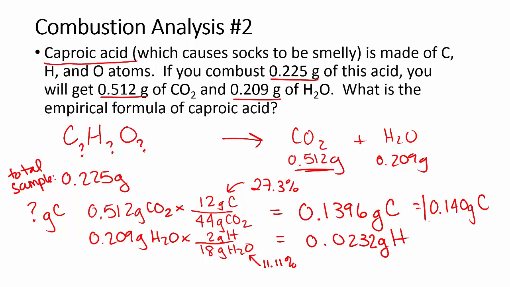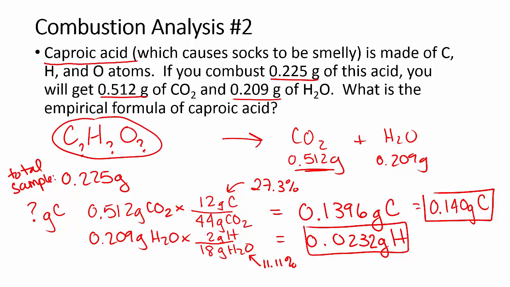So what we know is we have 0.14 grams of carbon, we have 0.0232 grams of hydrogen, in our original sample of caproic acid. Because remember, all of the carbon over here came from the sample over here. So if I had 0.14 grams on this side, I had 0.14 grams over here. You might notice that these two numbers don't add up to 0.225. That's because there's this third substance right here.